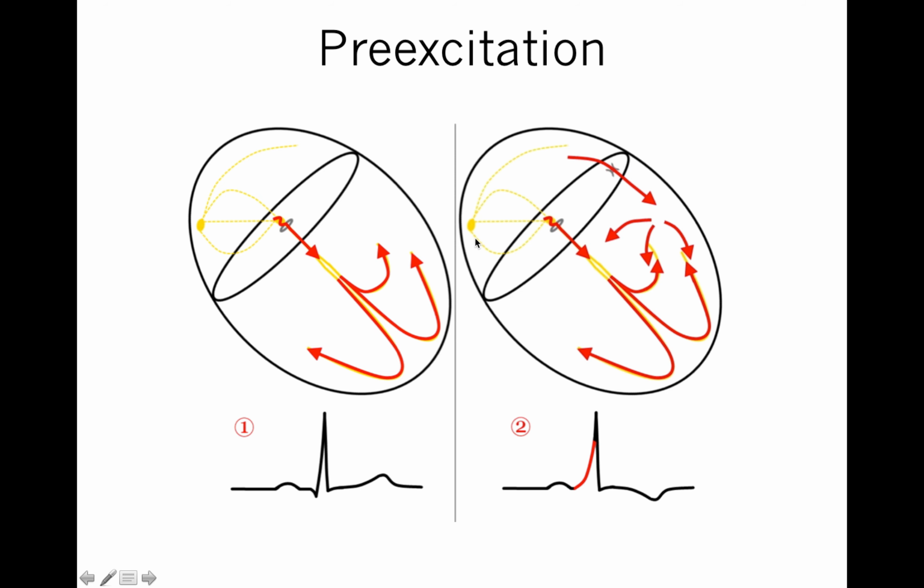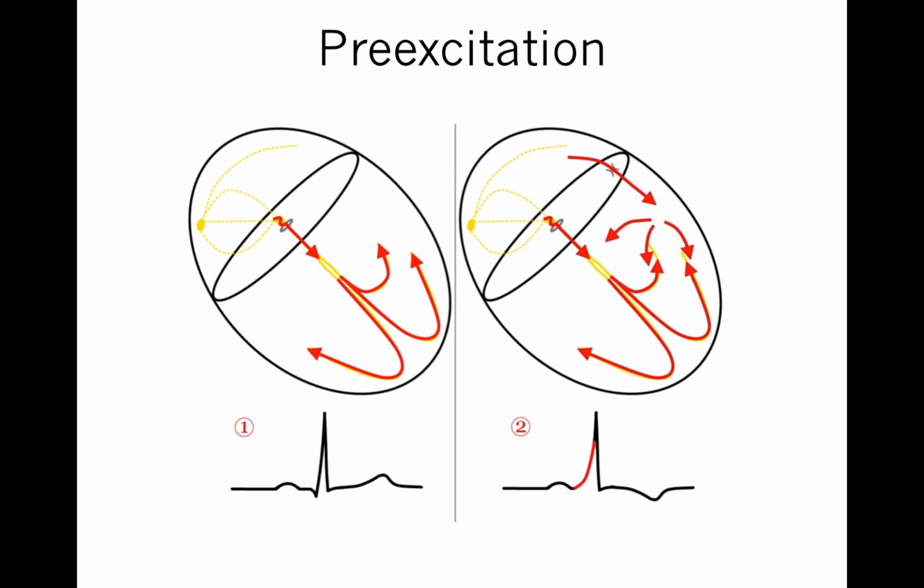And because signals are going down both the AV node and the accessory pathway, you have two ways to go down the heart, from the atria to the ventricles. And like we talked about, whenever there's two ways to go around something, there's a potential for re-entry.